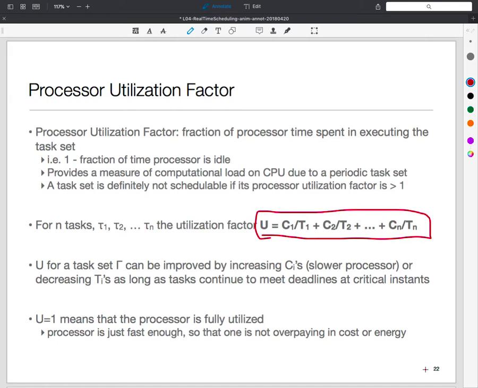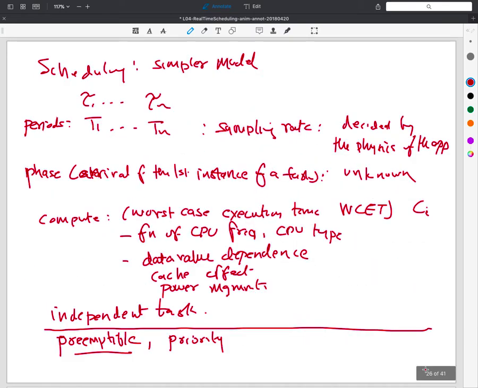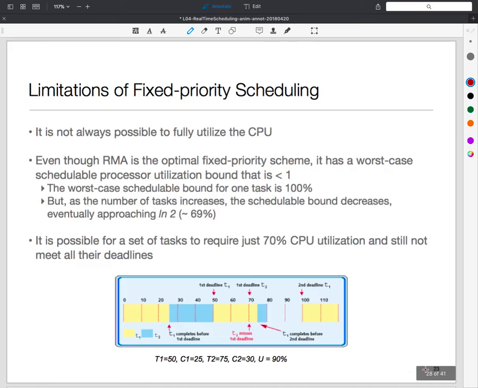That doesn't work. So what does work? Let's talk about it. The main limitation of fixed priority scheduling is that it is not always possible to fully utilize the CPU. Or in other words, it's not always possible to use 100% of the CPU.